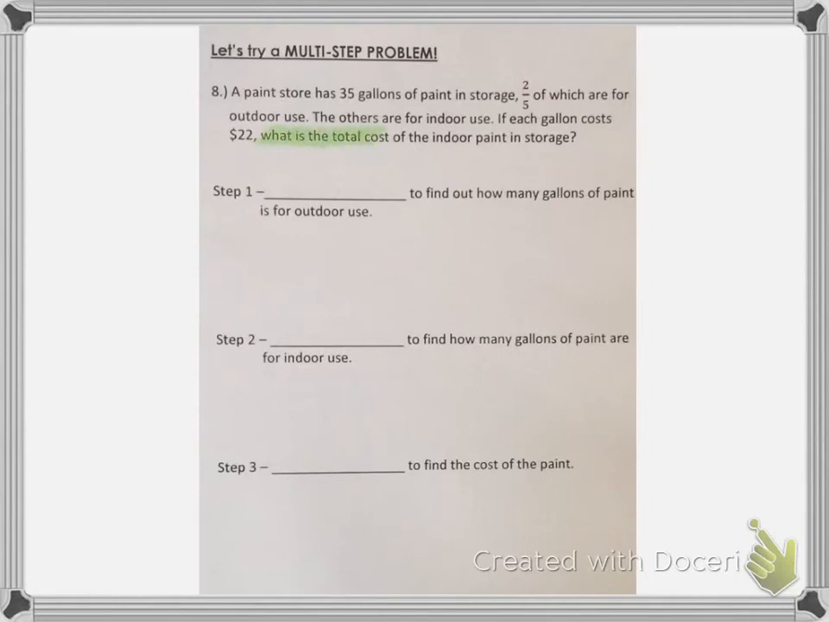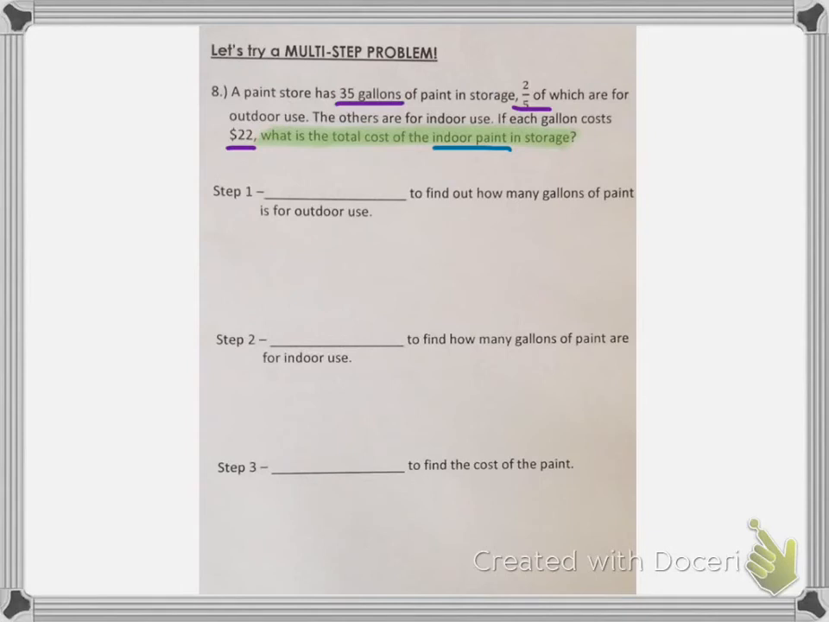So I'm going to highlight the question, what is the total cost of the indoor paint? And I'm going to underline that just to make sure that I know that that's what it's asking, because that's important. Now we go back through the problem. We do need to know 35 gallons of paint. We need to know 2/5 of the 35. And then eventually we're going to need to know how much each gallon costs.